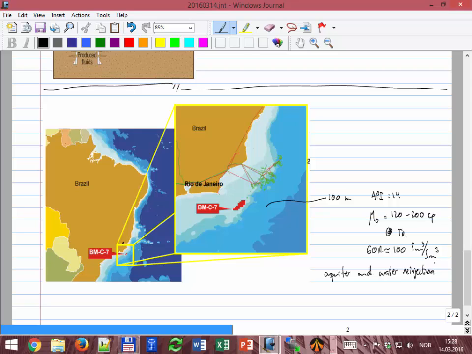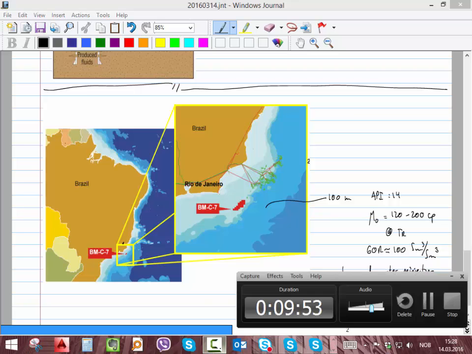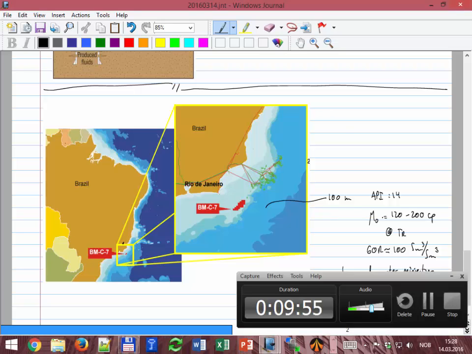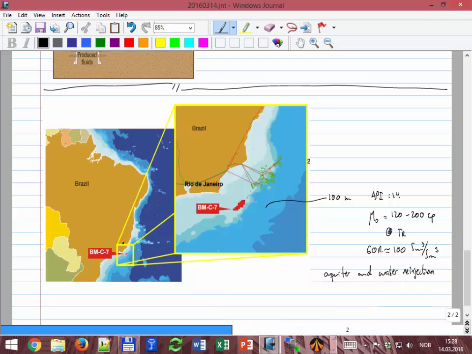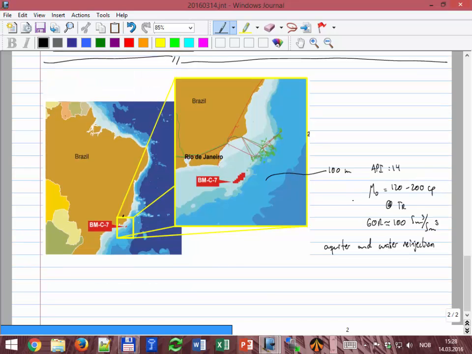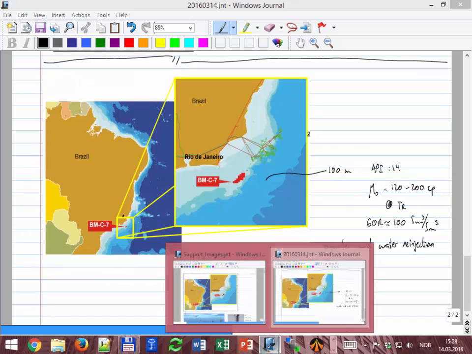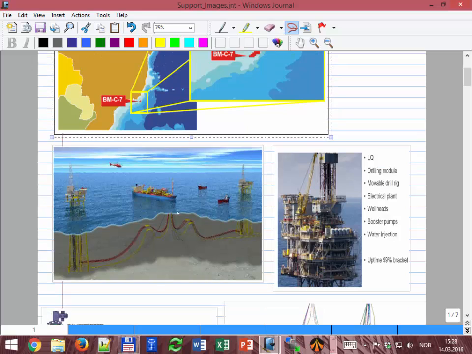Actually, the water is not treated, because remember, to dump the water to the sea, you have to clean it up to a very pure level. So they don't have these facilities in the platform, but all the water they re-inject to the reservoir to keep pressure support. Yeah, so this is how it looks, it's already in operation.